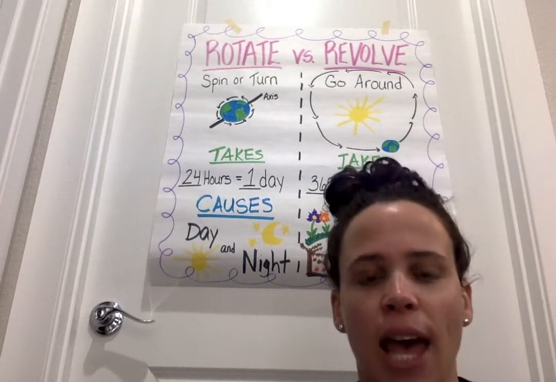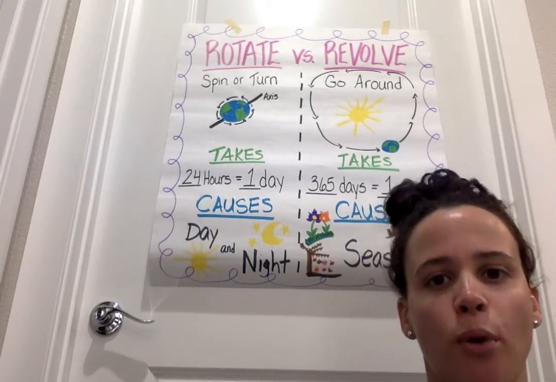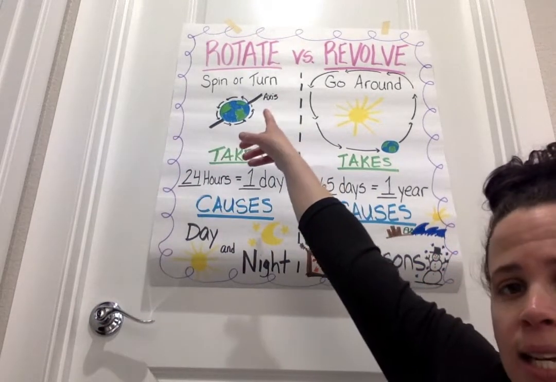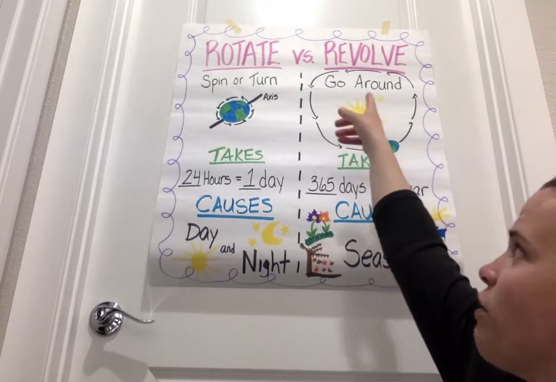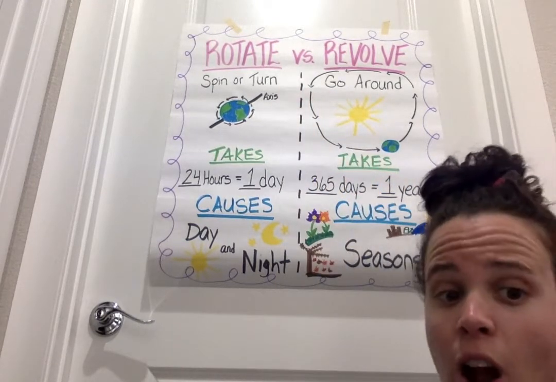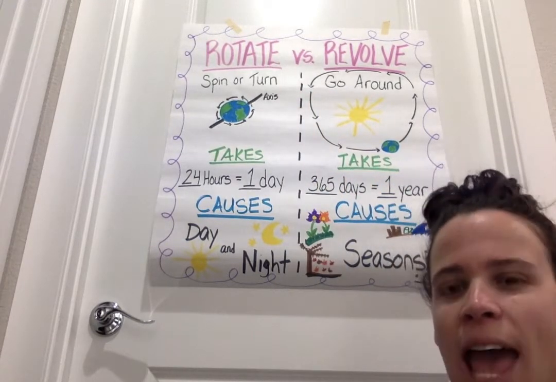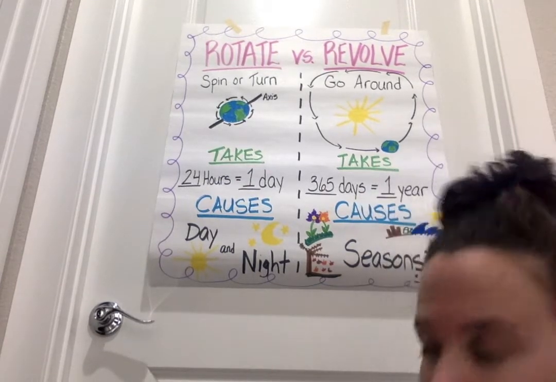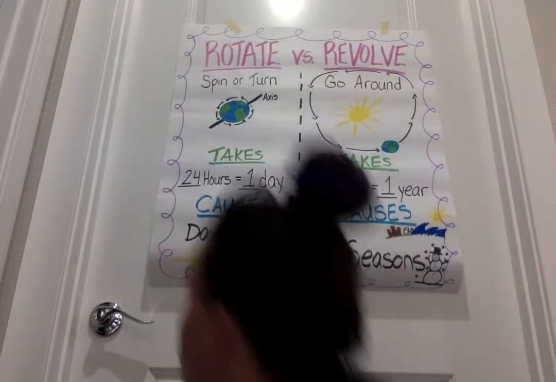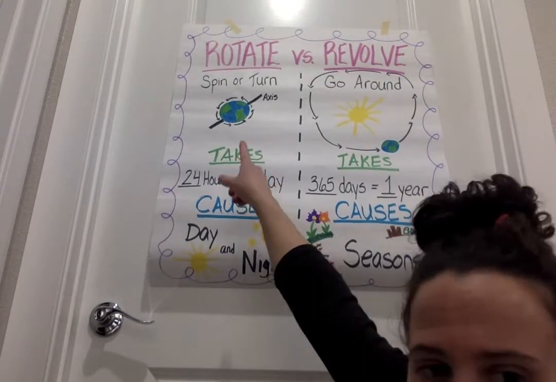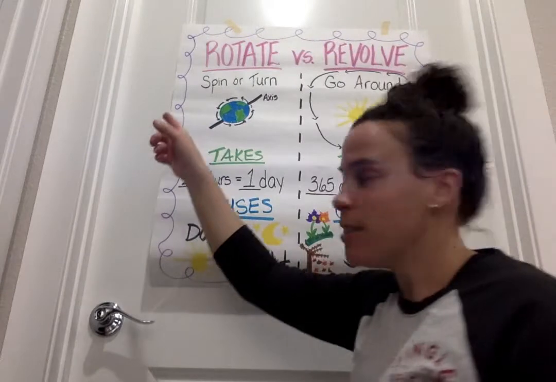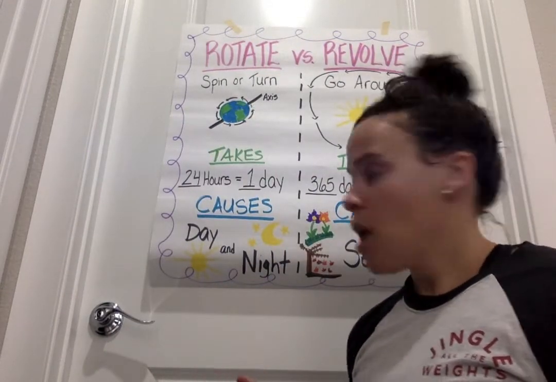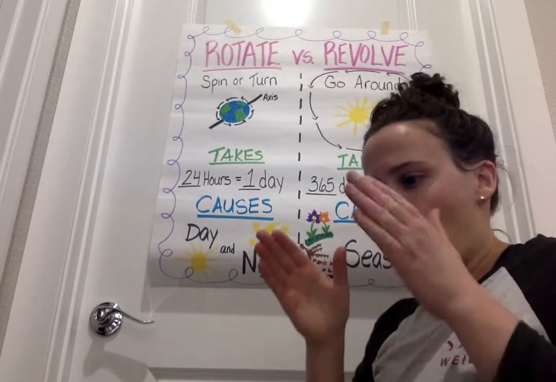But before we do that, you need to learn two important vocabulary words. We need to learn rotate versus revolve. Both start with an R, and both have similar meanings, but they are different in a way as well. So let's look at rotate. Rotate means to spin or turn. And it means to spin or turn in one place.